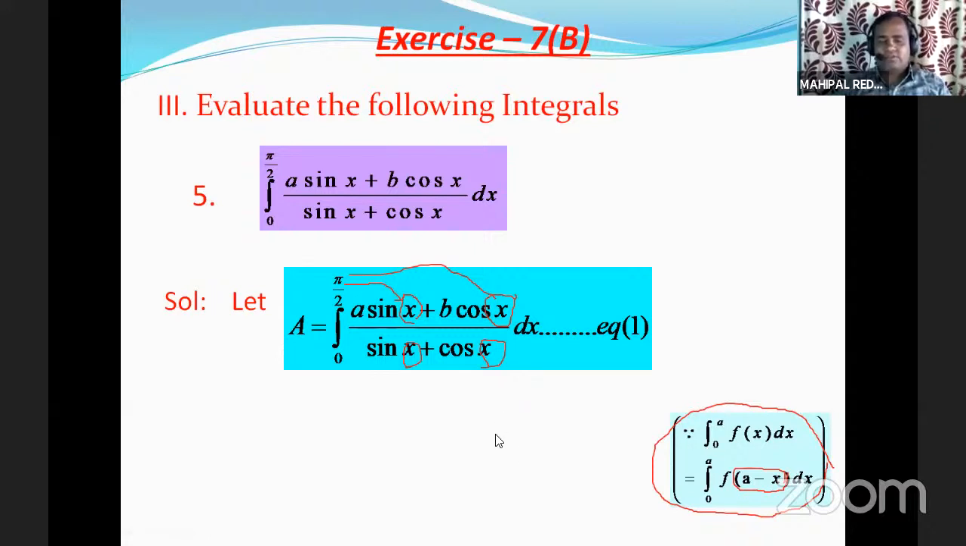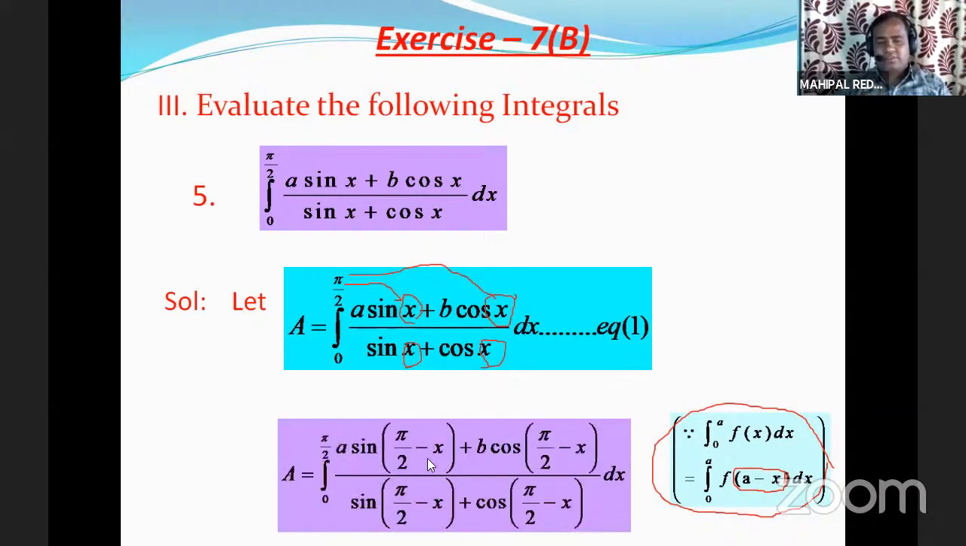What is the next step? When it is substituted, A becomes integration from 0 to pi by 2, the coefficient a remains the same, and sin x is replaced by sin of pi by 2 minus x. Likewise cos x is replaced by cos of pi by 2 minus x. In the denominator, sin x becomes sin of pi by 2 minus x, plus cos of pi by 2 minus x. This is the property f of a minus x.